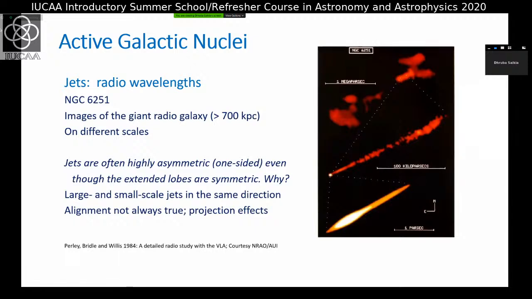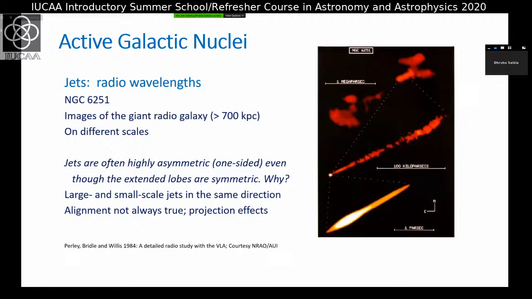So what kind of configuration you pick will depend on the scientific goal of the observations that you're trying to make. Now, what I would like to point out is that in this particular source, which is true in a lot of sources, the jets are highly asymmetric, though the extended lobes which you see here are reasonably symmetric. So we have a situation where the energy supply seems to be one-sided, whereas there is evidence of energy supply on both sides of the nucleus.